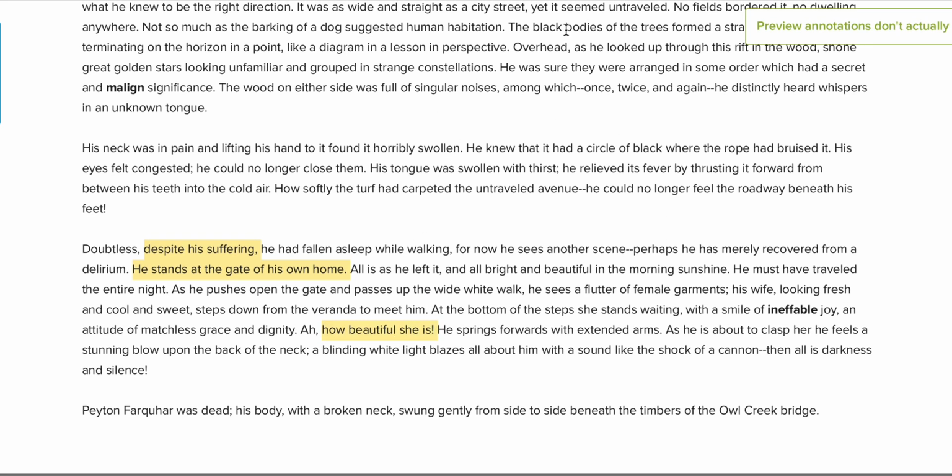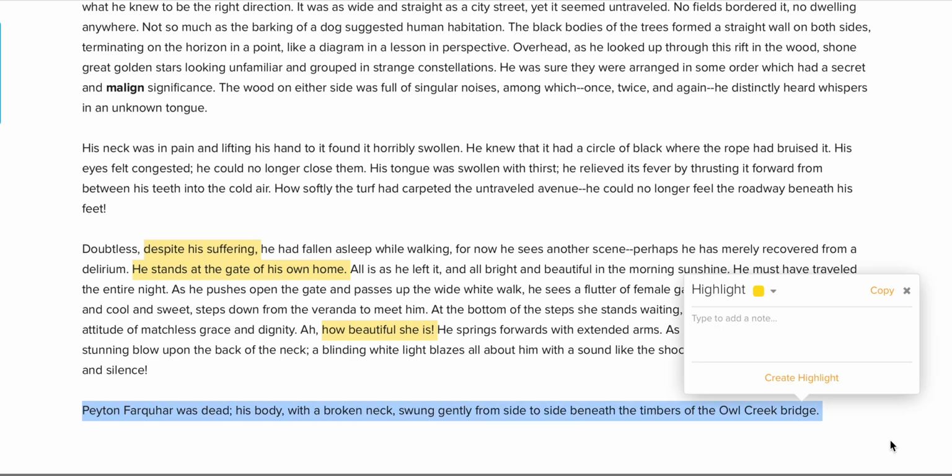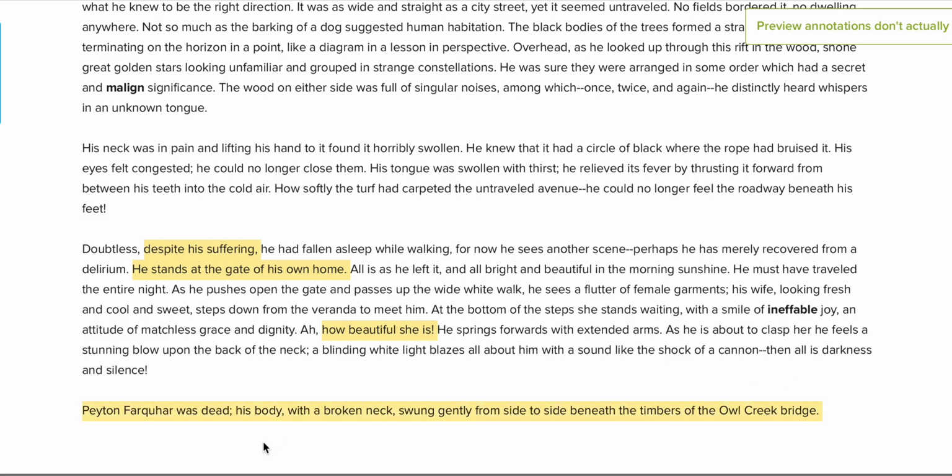And then after living all this situation and being in the images, we are shocked with the end of the story. Peyton Farquhar was dead. His body with a broken neck swung gently from side to side beneath the timbers of the Owl Creek Bridge. We know that all the description that we have read here was maybe all happening in his mind, and that the reality is that he was hanged there in the first scene.